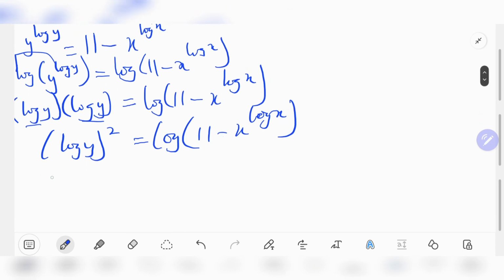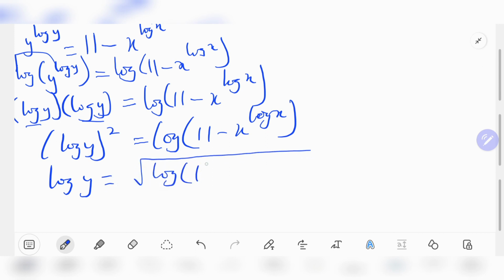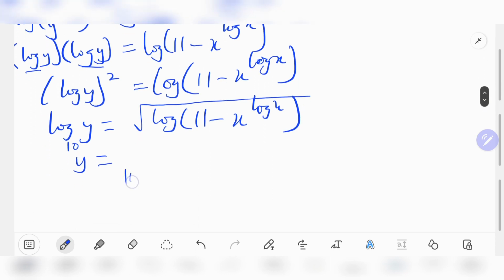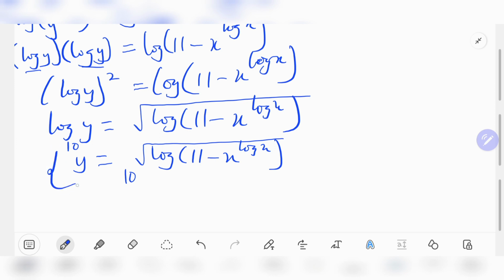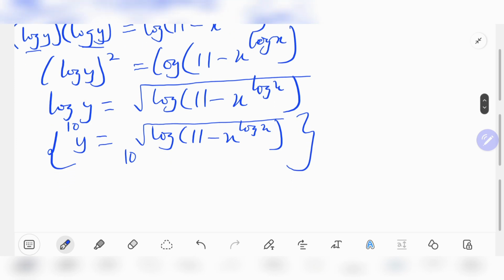From here we are going to take the square roots on both sides of the equation. Get something like this. Then because the base over here is 10, if you want to get rid of the log, we are going to have y equals 10 to the power square roots of this whole thing over here. So if we make y the subject, this is what we are going to get. Let's name this as equation 3.